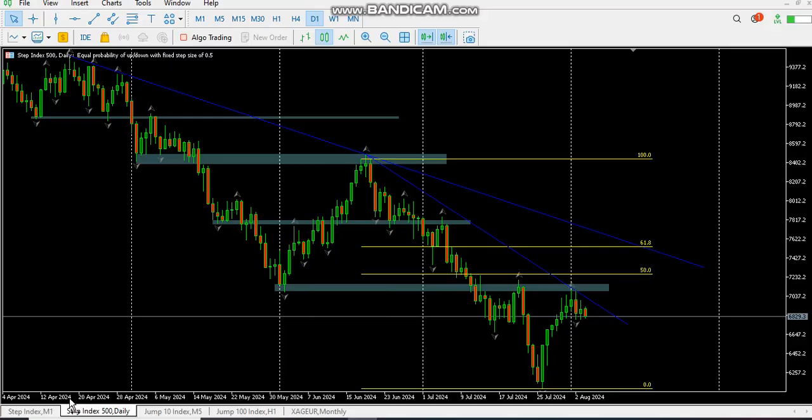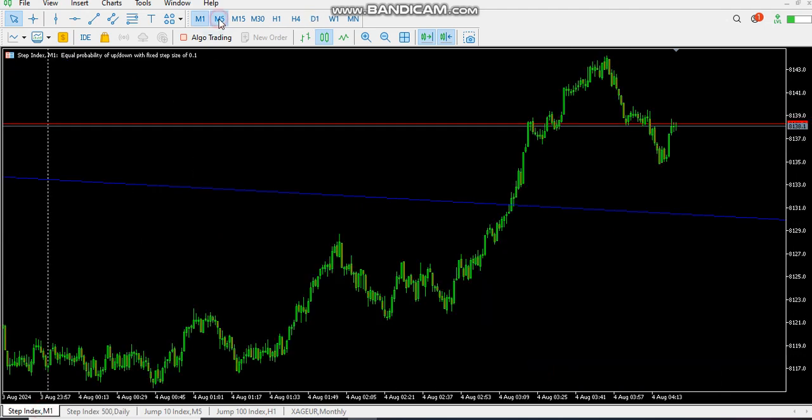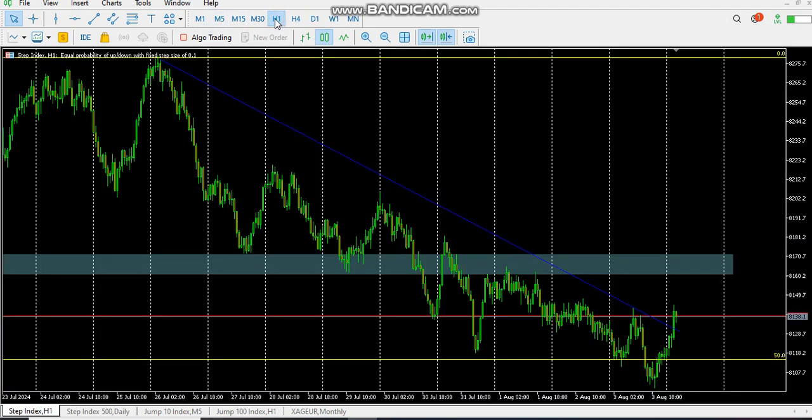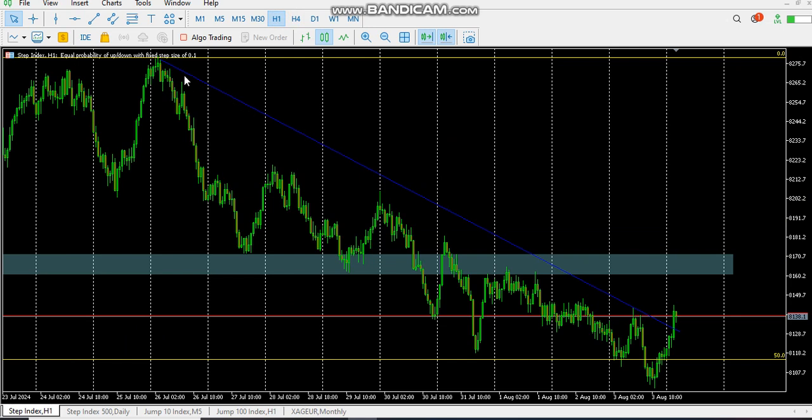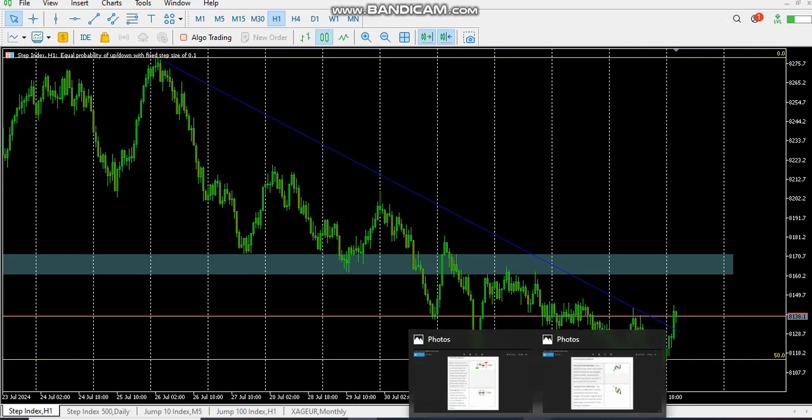Looking at this market right now, I will be going to my Step Index market. So for example, looking at this market here, as you have seen, I drew my trend line as this market is going down for the meantime, which shows that this market is bearish. I want to find an opportunity to enter this market. How can I do that? That is where the continuation pattern we are discussing comes in.